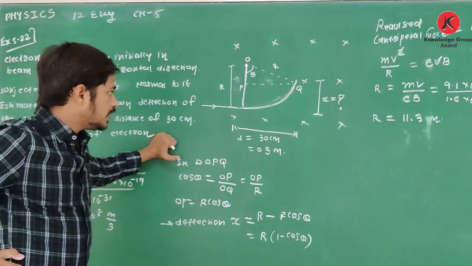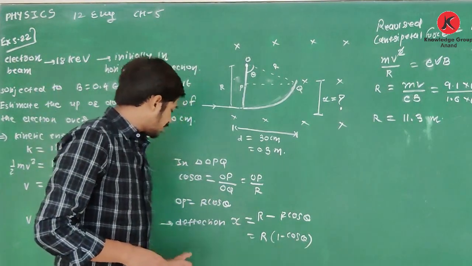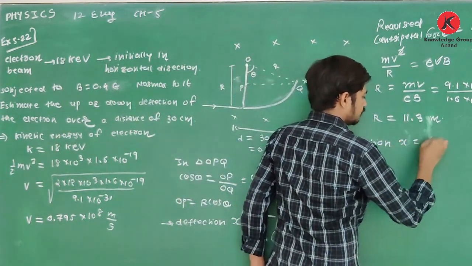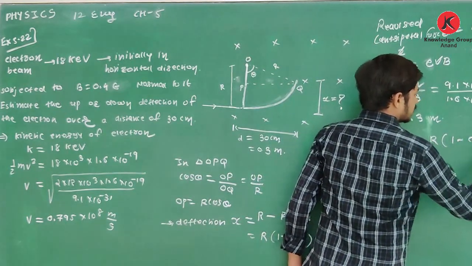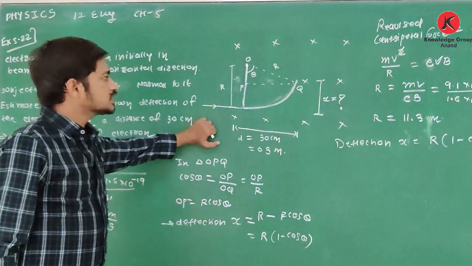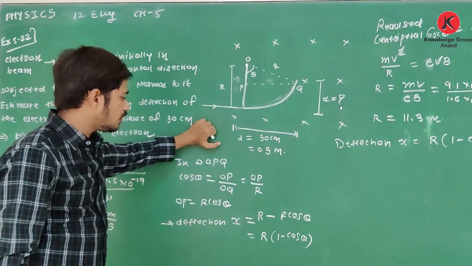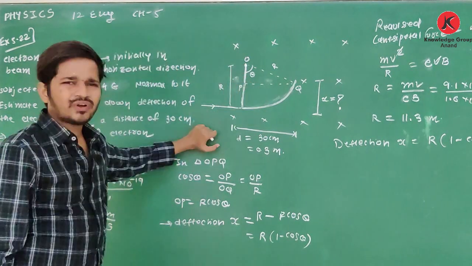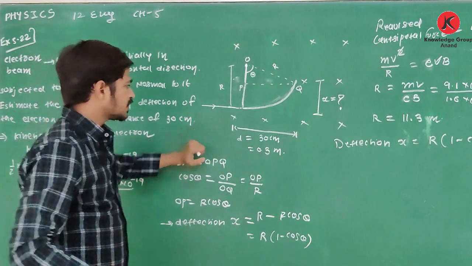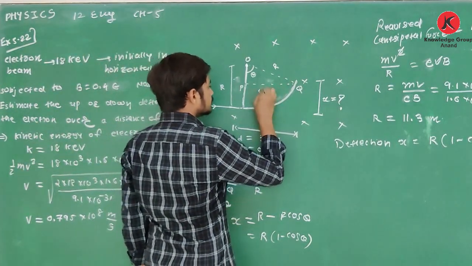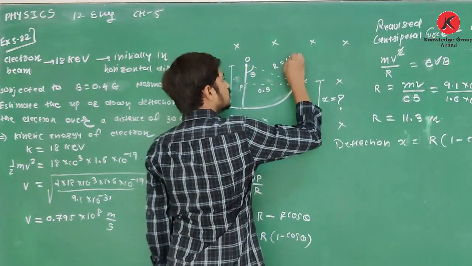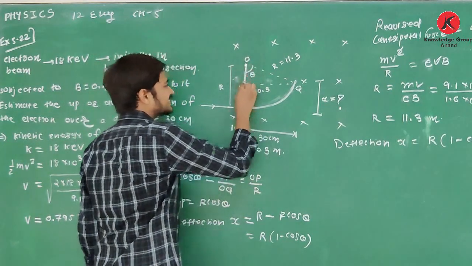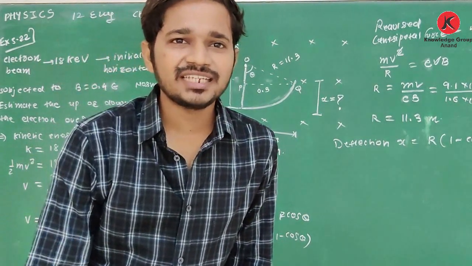Clear about this? Okay, now you know the value of R. You have to find the deflection. So deflection x is equal to R(1 minus cos theta). What is the value of cos theta? Cos theta is equal to this OP upon this distance. But how to find this? See, here this distance is 0.3, and this R is equal to 11.3. So with the help of Pythagoras, you can easily find this distance.